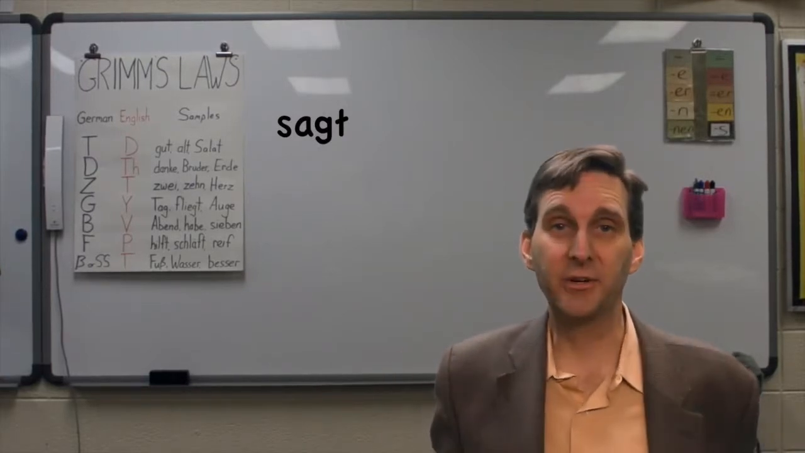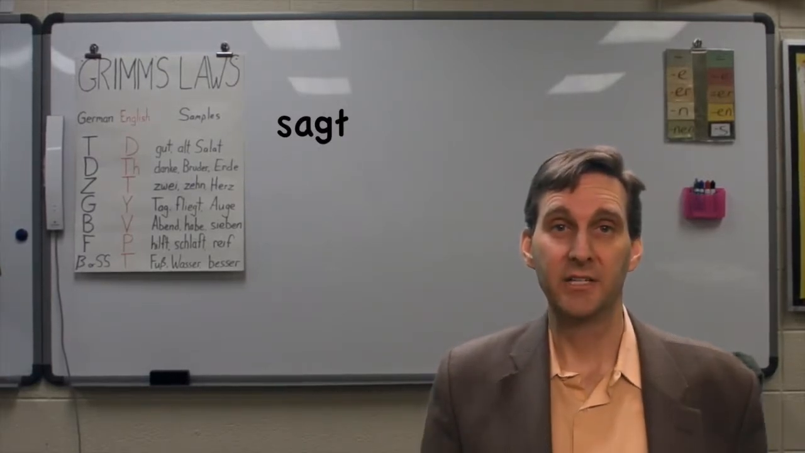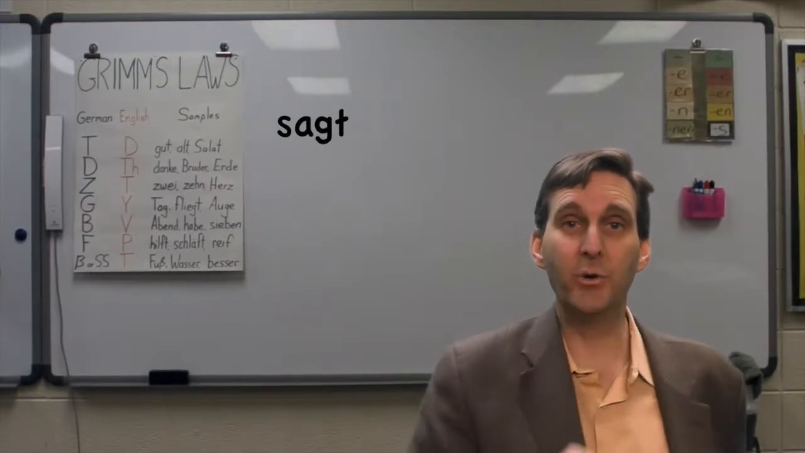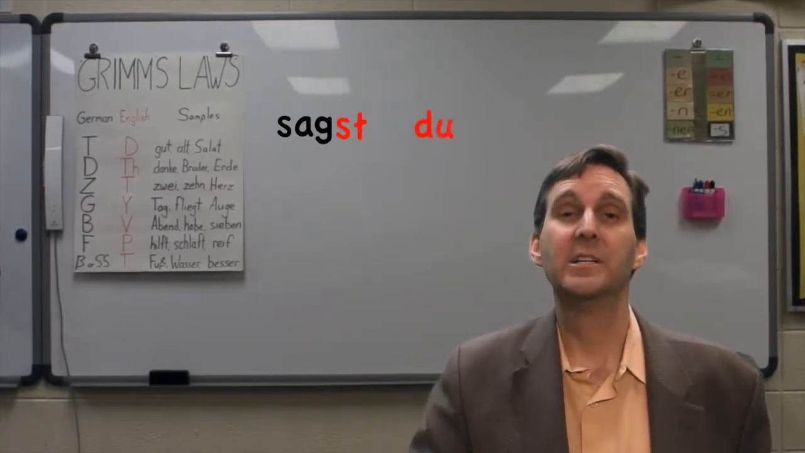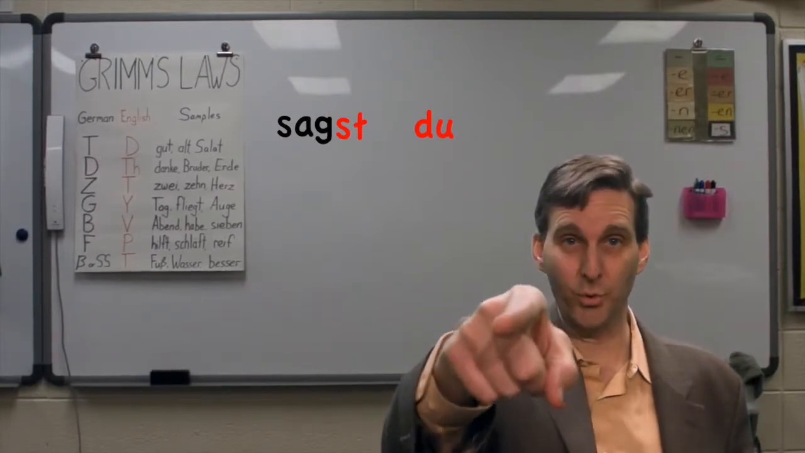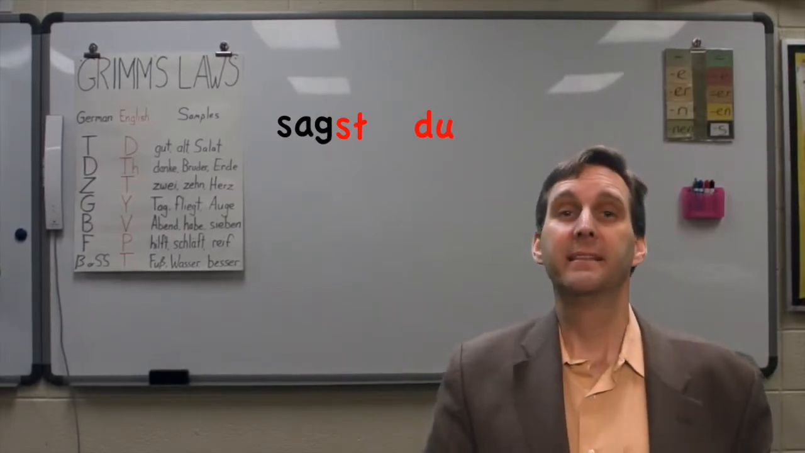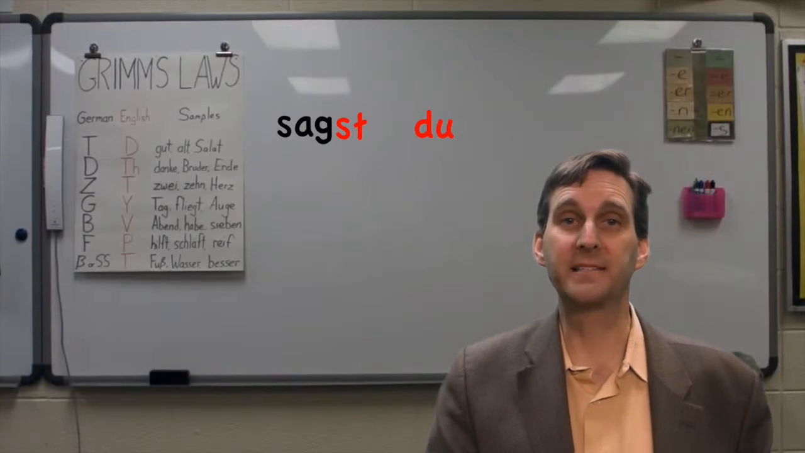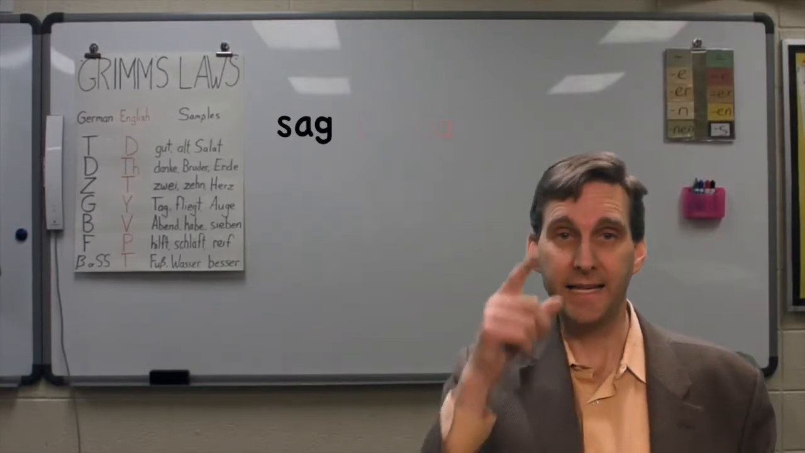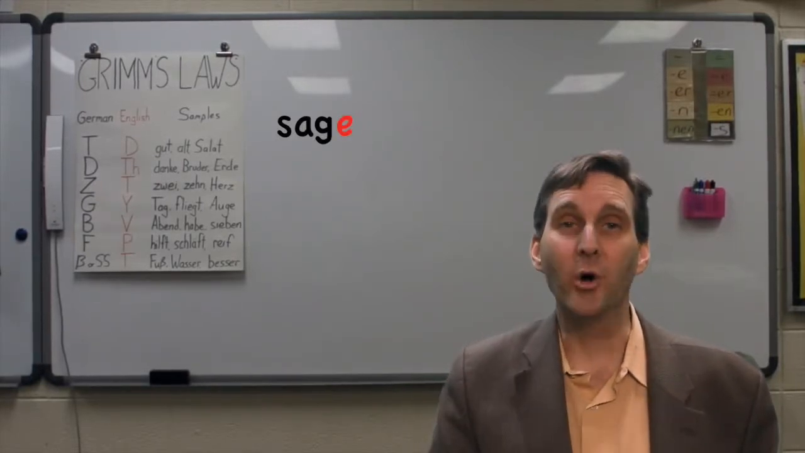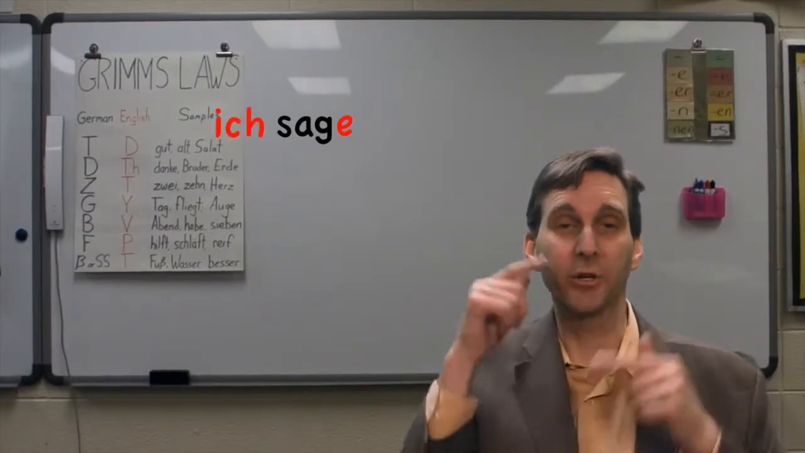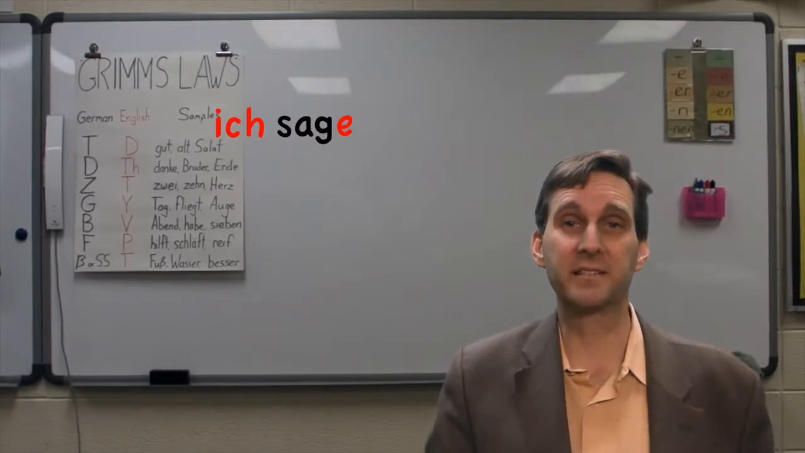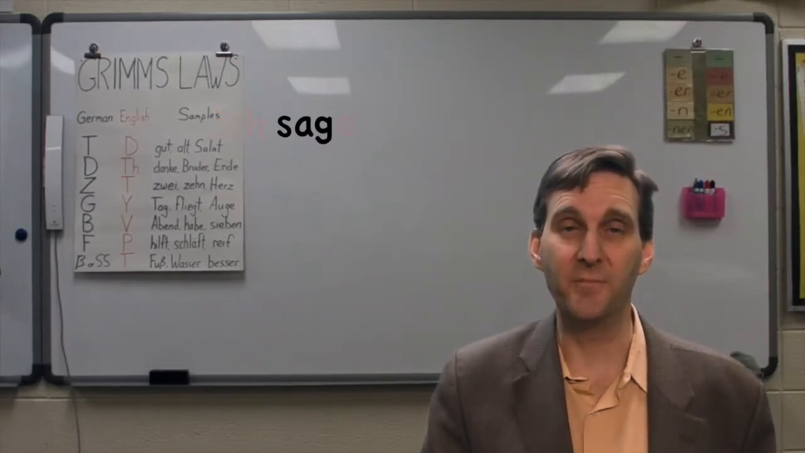Now, as I go through this lesson, you're going to hear me say, do you say? And the du ending for that is going to be an ST. So I might say sagst du. So do you say? Then I might answer it by saying I say. That ending is going to be an E. So it'd be ich sage. Ich sage. You'll hear me say that quite a bit. Plus there'll be other forms that you'll hear as well.